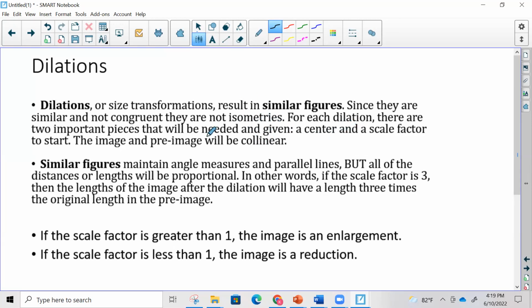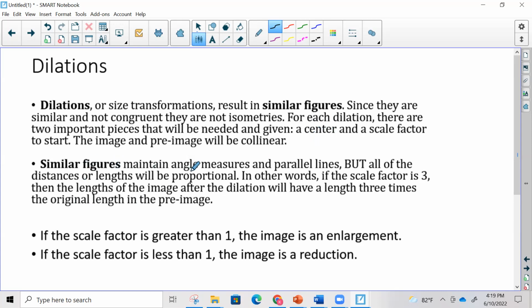For each dilation, there are two important pieces that will be needed and given: a center and a scale factor to start. The image and the preimage will be collinear. Okay, so if you draw a line between the image point and the preimage, they'll be on the same line through that center point.